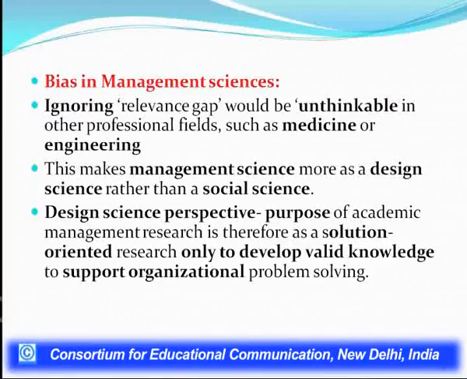So today we are talking about the relevance of research. In this part of my lecture, I would be talking about the biases in the management sciences. Now, ignoring the relevance gap would be unthinkable in other professional fields such as medicine or engineering. This makes management science more a design science rather than a social science. From the design science perspective, the purpose of academic management research is therefore solution-oriented: to develop valid knowledge to support organizational problem solving.